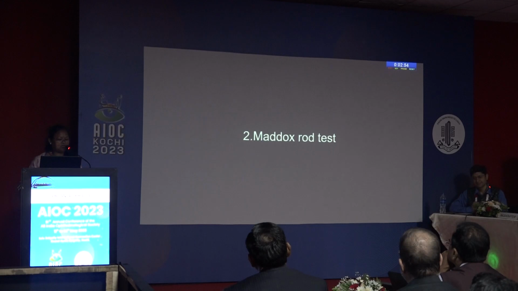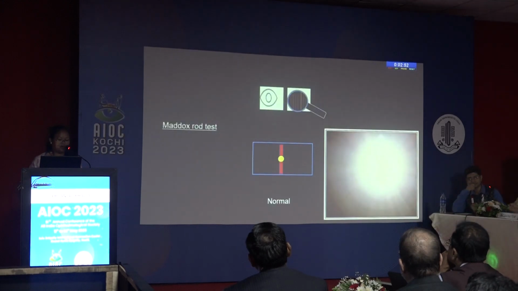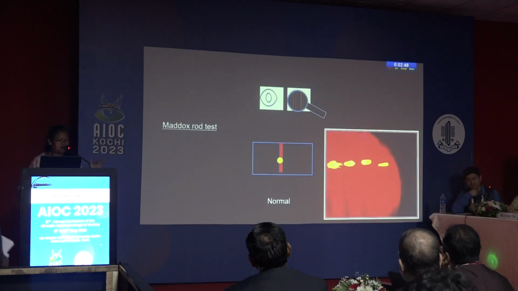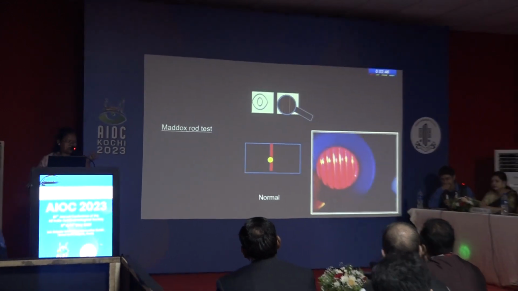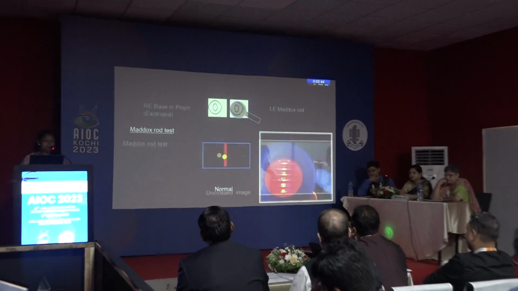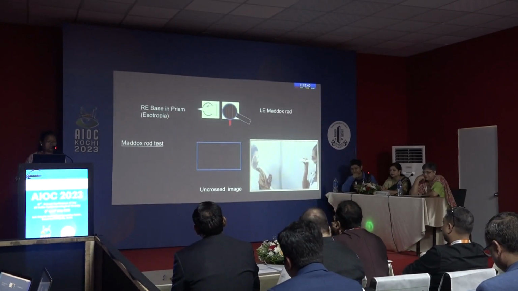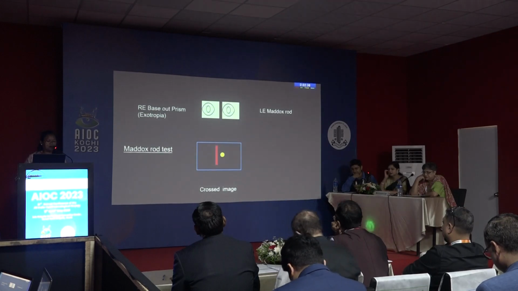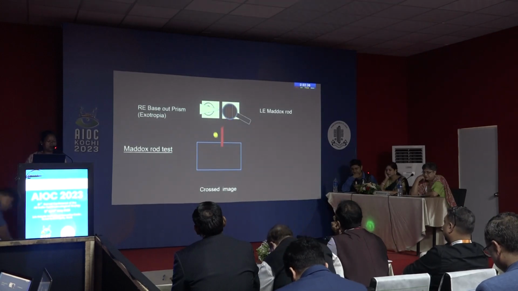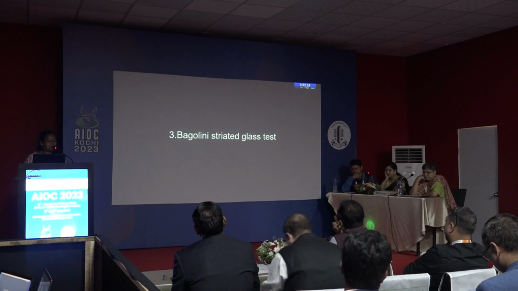Second one is the Maddox rod test. This is the normal Maddox rod. The point source of light becomes a straight line according to the placement of the Maddox rod, whether horizontally or vertically. With base-in prism, obviously that is the uncrossed image, and base-out is the crossed image. And third one is the Bagolini striated glasses.